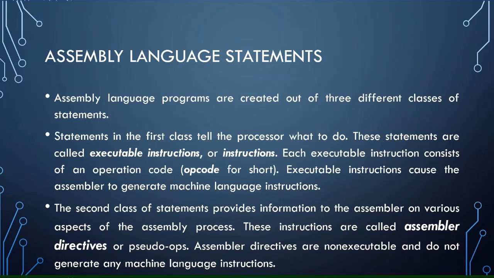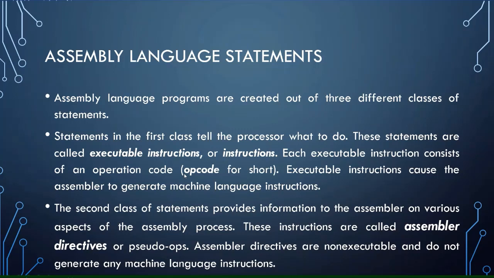This type of instruction is, first of all, executable. That means the processor directly has an instruction what to do, and according to that instruction, the processor does the task. So this is called executable instruction. In this executable instruction, we have one important part, which is called operation code, in short, opcode.